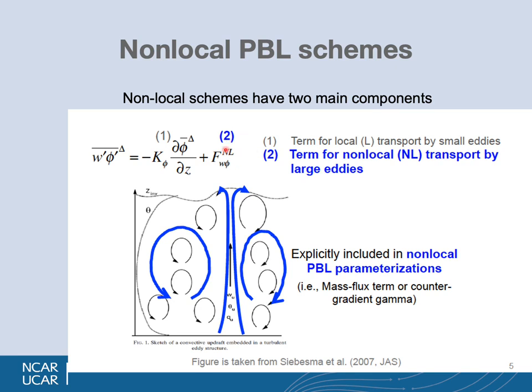The non-local term represents mixing or eddies that are not proportional to the local gradient, but more deep, for example, represented here by these larger blue arrows, which are bigger than the vertical grid scale. So a lot of schemes have to deal with these types of eddies and treat them separately from the local, more diffusion-like eddy flux. These non-local terms, as mentioned here, can either be represented as a mass flux term or a countergradient or gamma term.